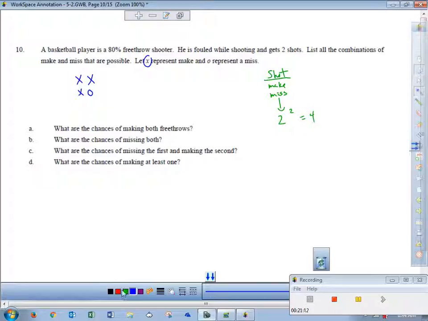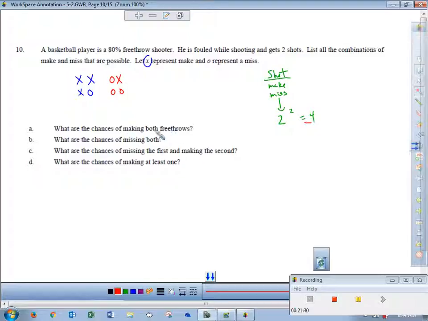The next thing I like to do is roll over and say, all right, what if he misses the first shot? Couldn't he possibly make the second one? Or if he missed the first shot, he could miss the second one. So you see that we're supposed to have 4 different combinations. Here they are. In the first combination, I focused on the first shot, and he made it every time. On the second, I said, okay, he's going to miss the first shot every time. So there's all 4 combinations.